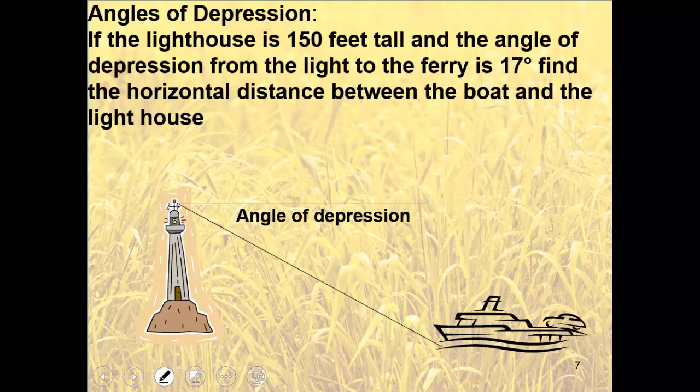If the lighthouse is 150 feet tall, and the angle of depression from the light to the ferry is 17 degrees. So where's our angle of depression here?